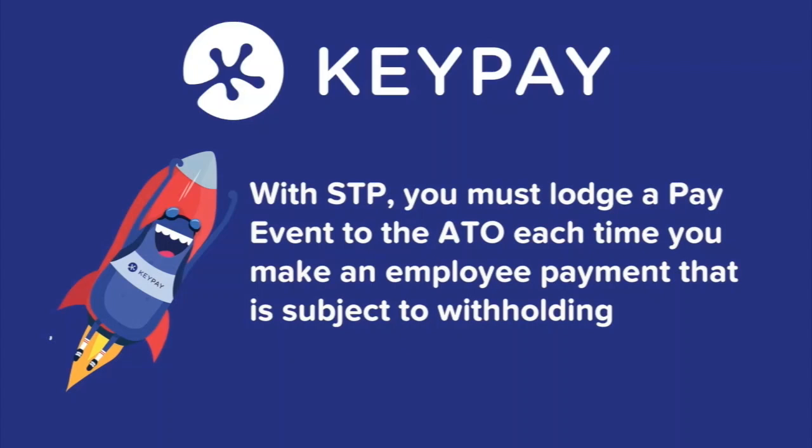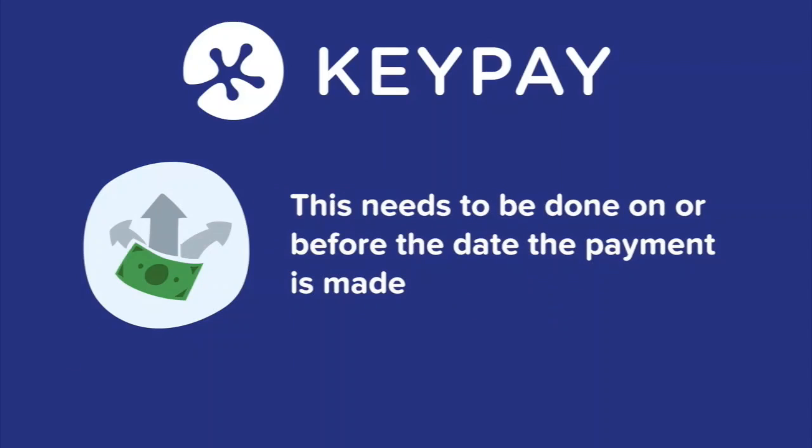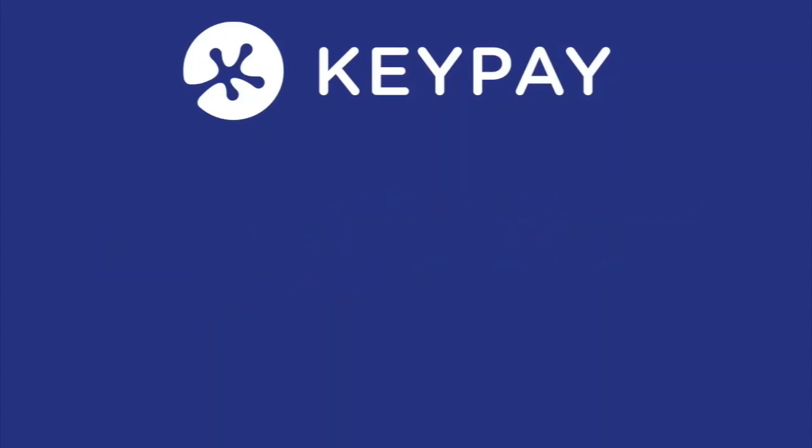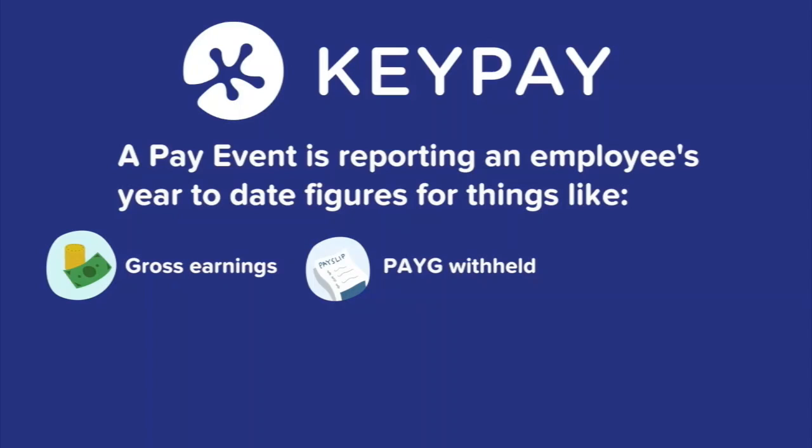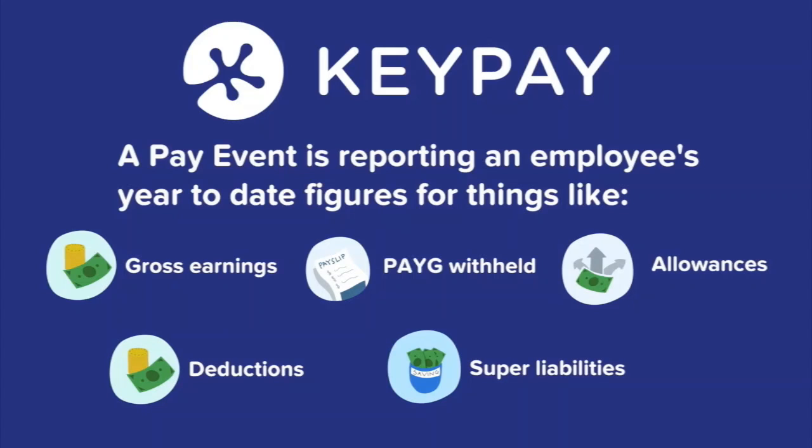Single Touch Payroll reporting requires you to lodge a pay event to the ATO each time you make a payment to an employee that is subject to withholding, and this needs to be done on or before the date that the payment is made. A pay event is reporting an employee's year-to-date figures. It will report things like gross earnings, any PAYG that's been withheld, allowances, deductions, and superannuation liabilities.